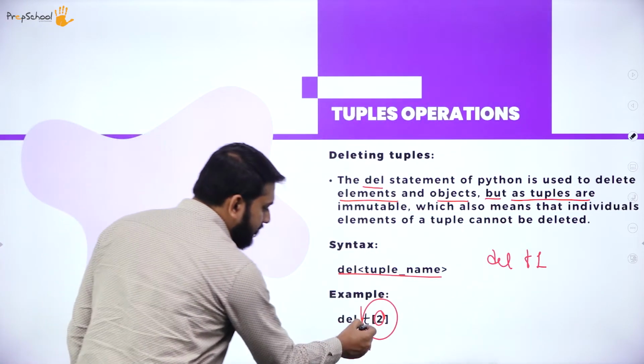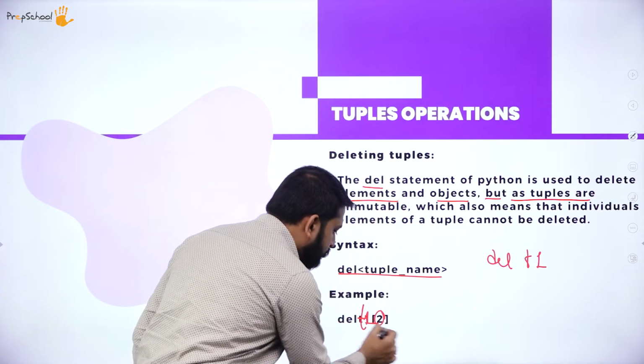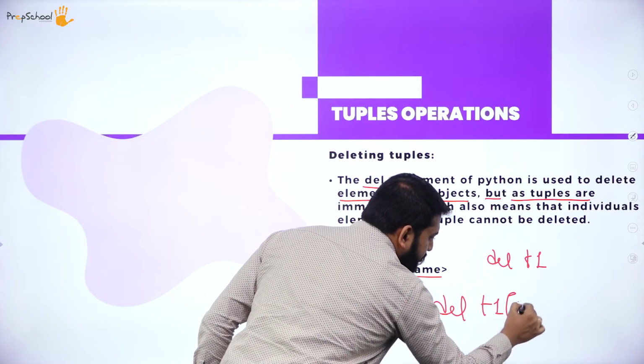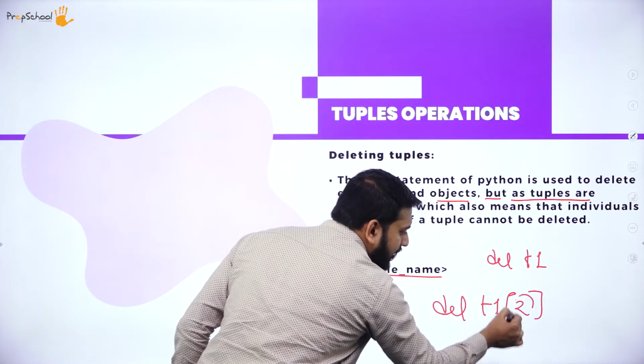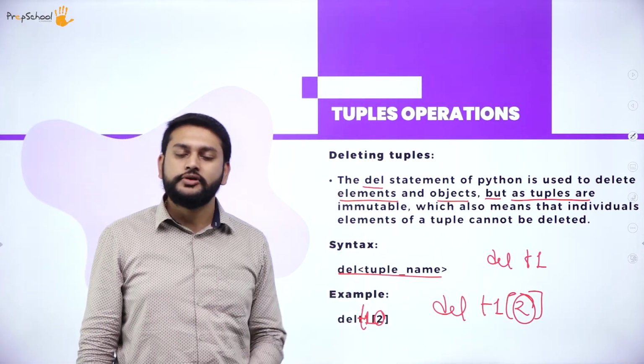You have given del t1 of 2. So what is it that we have written? del t1 of 2. You want to delete the particular item at index 2, but you cannot do that, is what they're trying to explain.